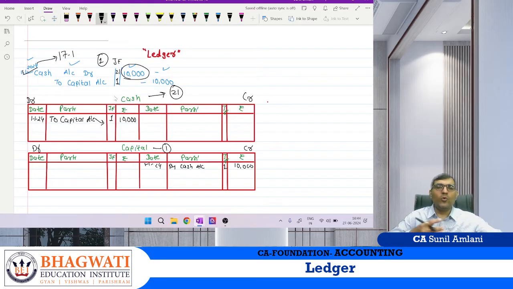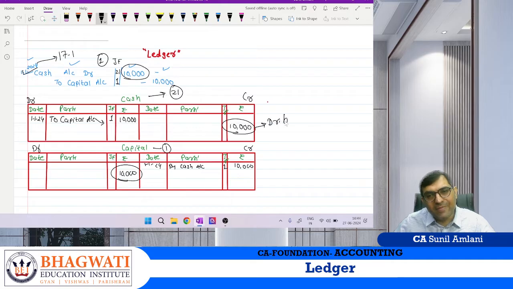Now we continuously do this, and at the end we balance it. Balancing of ledger, you need to be very careful. First of all, where do we balance it? On the side which is shorter. Here this is the side which is shorter, 10,000 is the balance. Here also this is the side which is shorter, 10,000. This is known as debit balance, and this is known as credit balance.